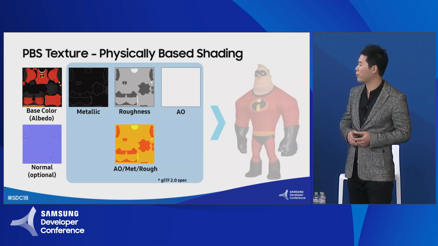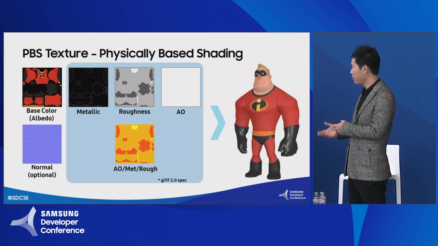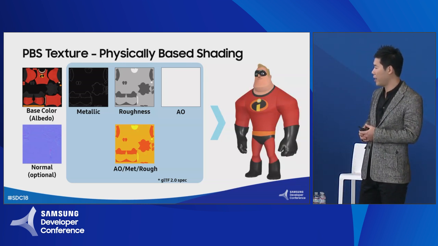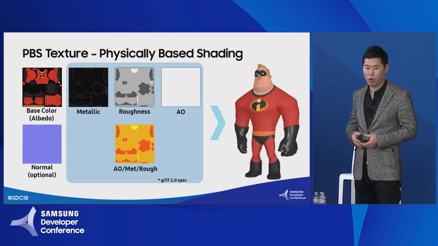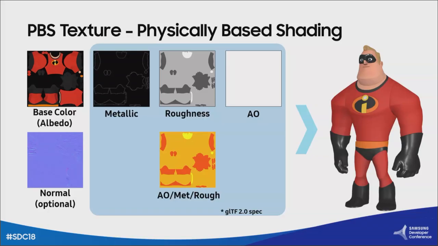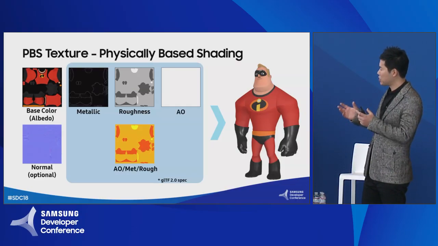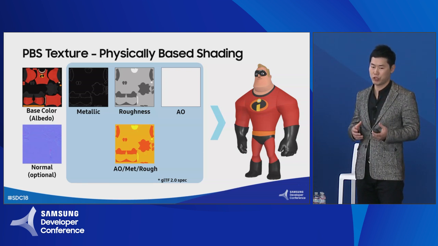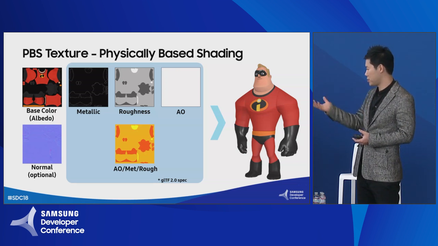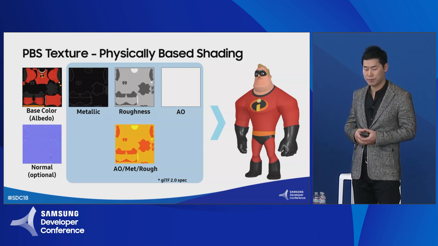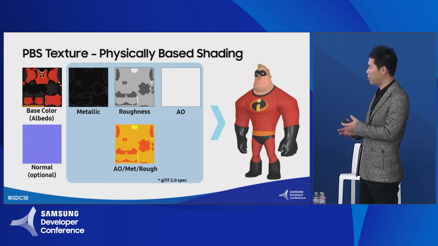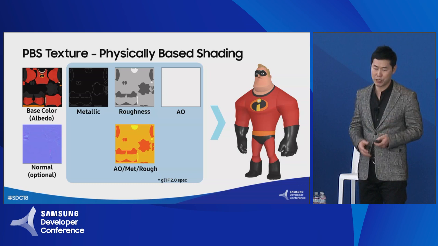Then you have to prepare your texture for the model, which is following the PBR or PBS standard, which is physically based rendering or shading. So base color, which is albedo, and metal roughness, and ambient occlusion. These textures are supposed to be merged into one, which is AO and metal roughness. These are supposed to be assigned to each RGB channel as well.